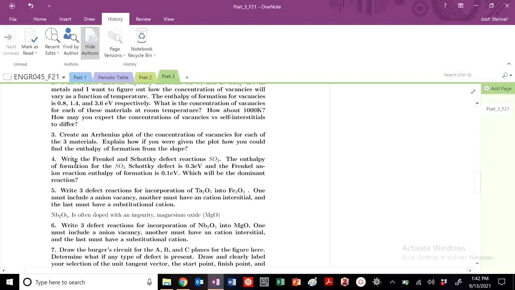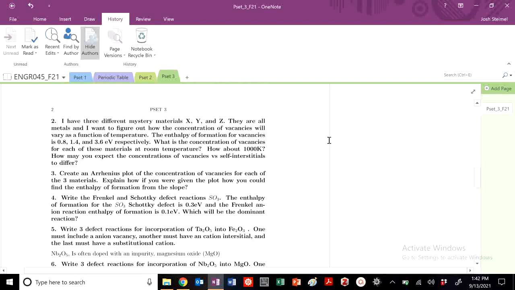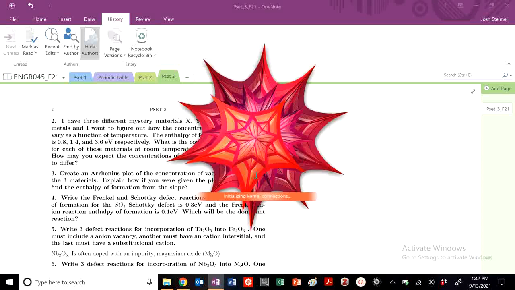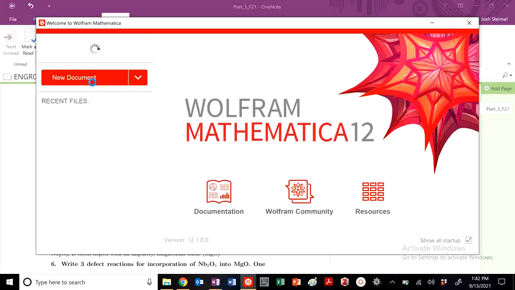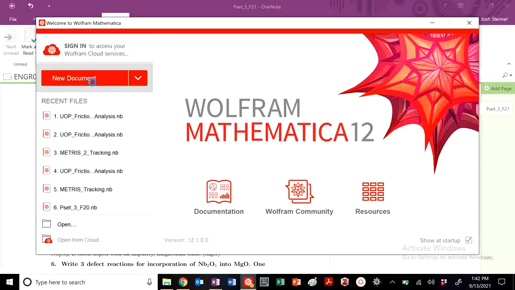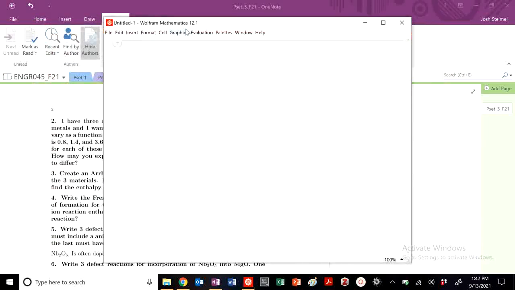Fantastic. So I have 3 different mystery materials, X, Y, and Z. They're all metals. I want to figure out how the concentration of vacancies varies as a function of temperature. So I'm going to pull out my handy Mathematica. Let's go ahead and get started.